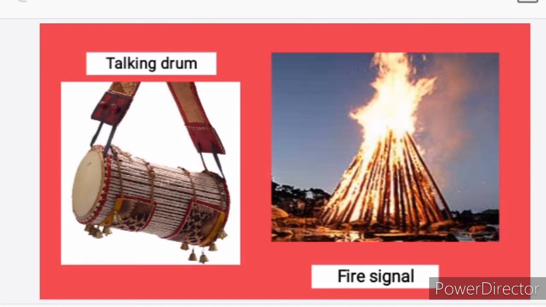I have the talking drum. Now, in the past, whenever people wanted to pass information, they could use the talking drum to attract people before they say whatever they wanted to say. Then there's the fire signal. People used the fire signal in the past to warn other people of danger. The fire signal was used as a warning sign to make people understand that there was danger around that area.